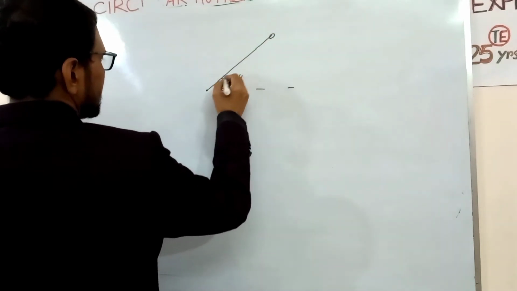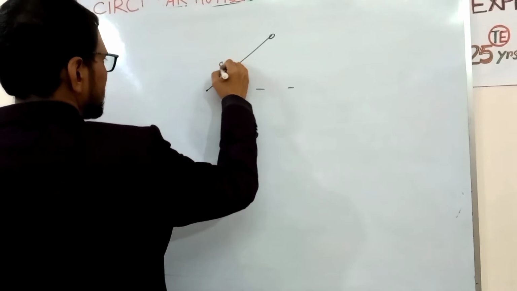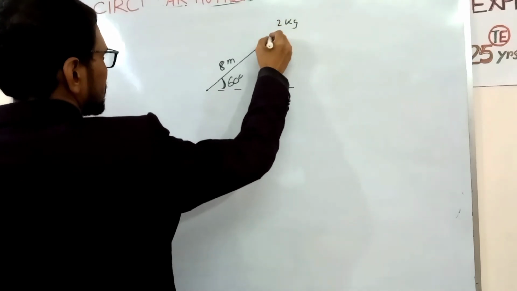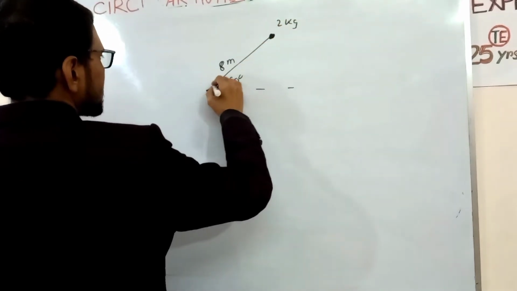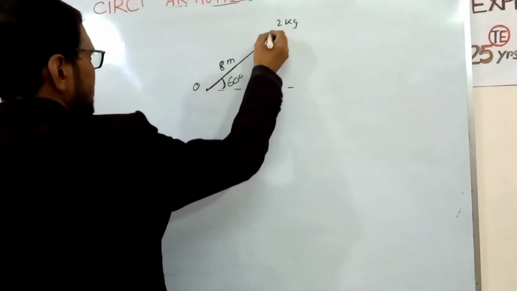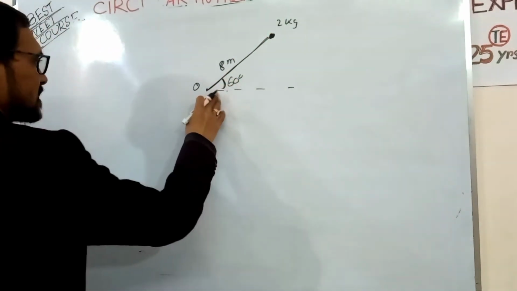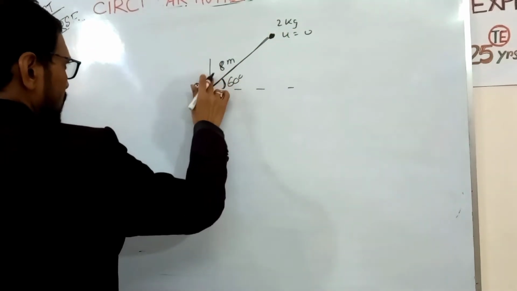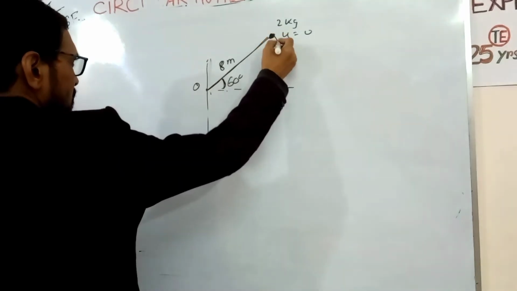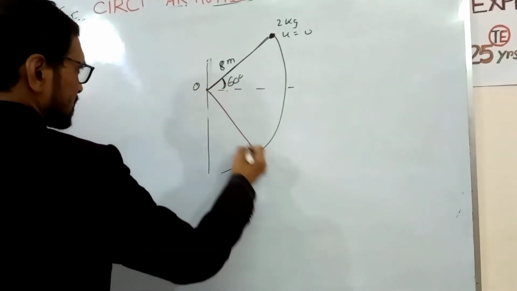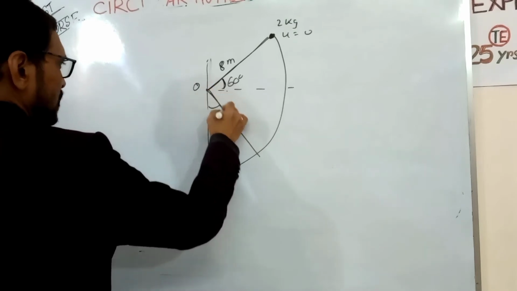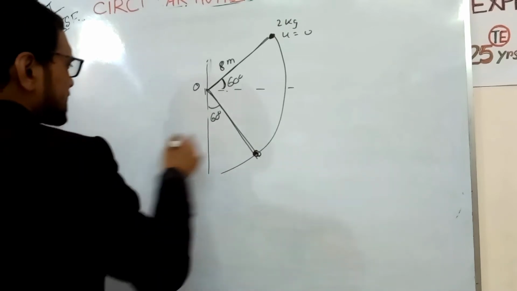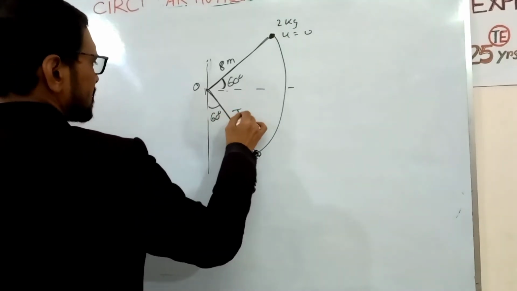Suppose this is 60 degree, the length is 8 meter and the mass is 2 kg. So a stone of mass 2 kg is tied by a string of 8 meter, and this is pivoted, and it is released from a 60 degree angle. This angle is 60 degree, given. If it is released from rest, that is, initial velocity equal to 0, then when the stone reaches the vertical lowest position, what is the tension of the string here?